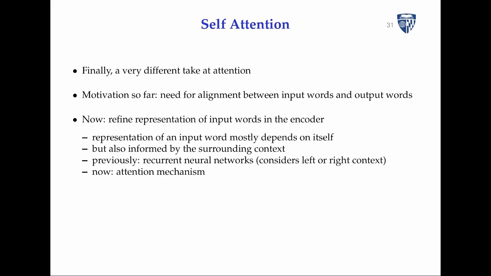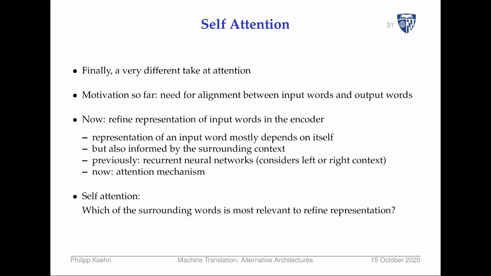So previously we did this with a recurrent neural network, which considers left and right context, but of course an important input into the computation of the representation state for an input word was the word itself. So now the idea is, why don't we use an attention mechanism for that as well? When we consider the refinement of the input representation for an input word, why don't we also use an attention mechanism that tells us there are some words in the input sentence that you should pay attention to, besides obviously the word whose representation we refine? So which of the surrounding words are most relevant to refine the representation? This is what self-attention has to achieve.